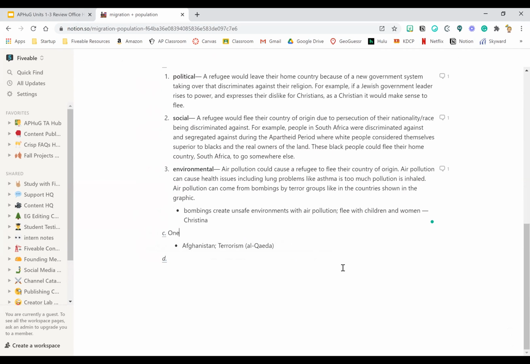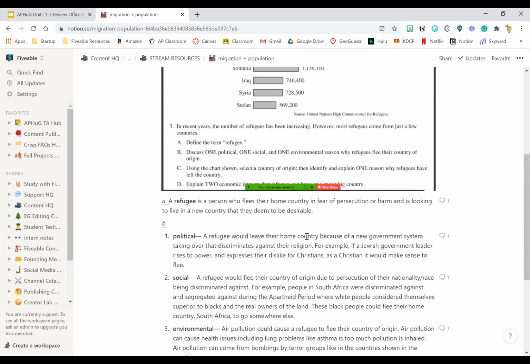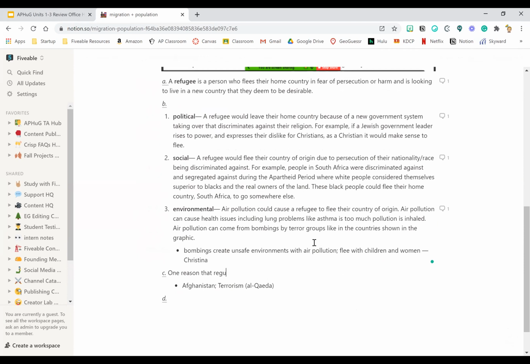Okay, so I could say, one reason that refugees would have left Afghanistan. I'm clearly identifying a country here. Is for fear of terrorism by groups like Al-Qaeda. Can I spell it this time? Yes, I can. No, I cannot.